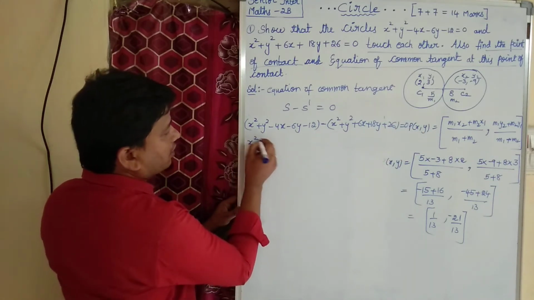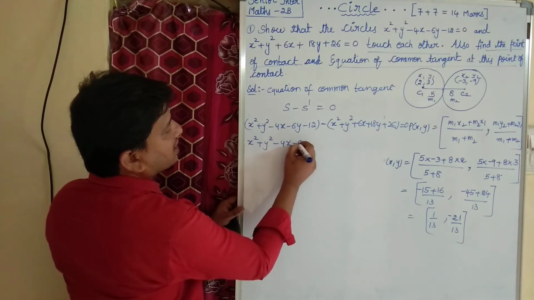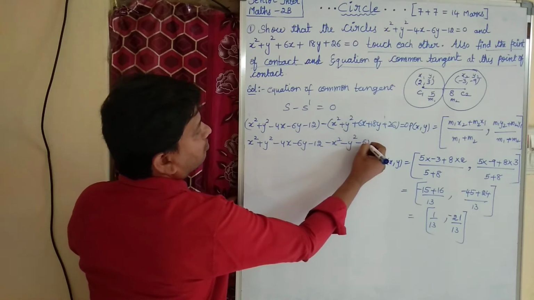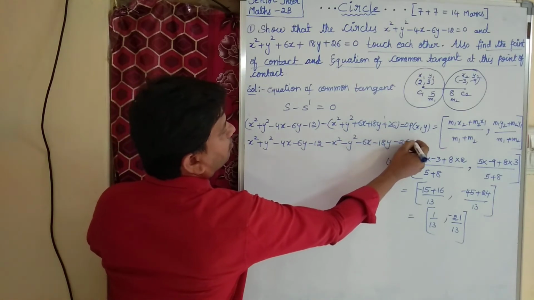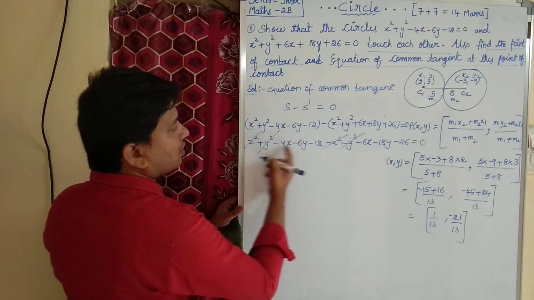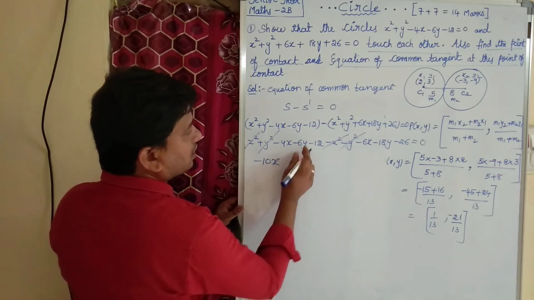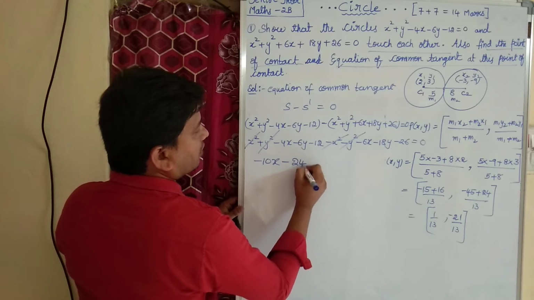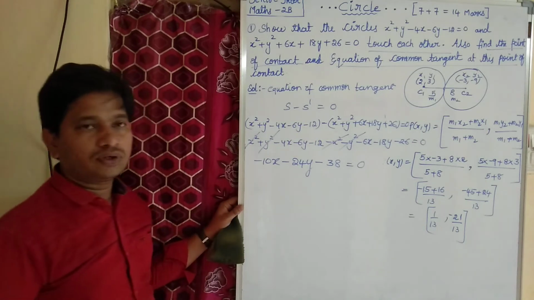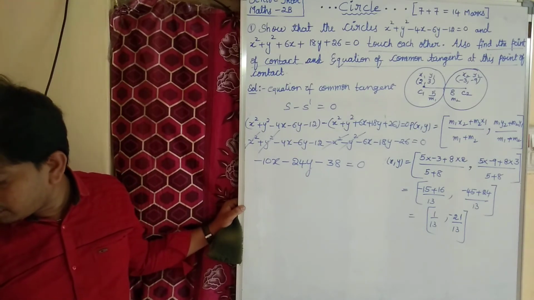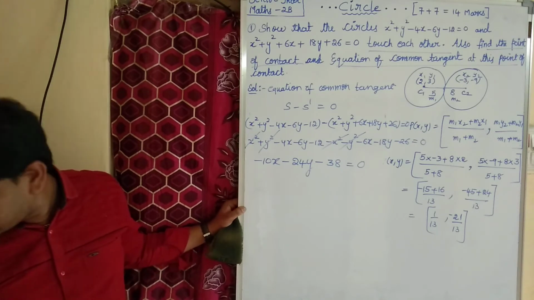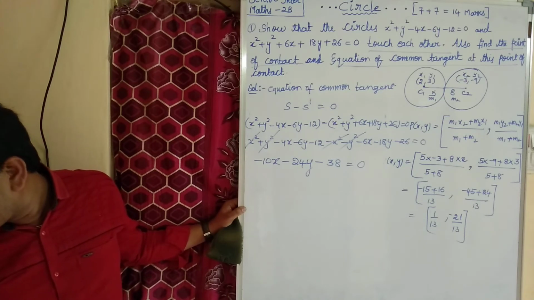Let us remove the bracket. x square plus y square minus 4x minus 6y minus 12 minus x square minus y square minus 6x minus 18y minus 26 equal to 0. x square minus x square, y square minus y square cancel. Minus 4x minus 6x is minus 10x, minus 6y minus 18y is minus 24y, minus 12 minus 26 is minus 38. I mean minus 10x minus 24y minus 38 equal to 0. S minus S dash equal to 0, right?